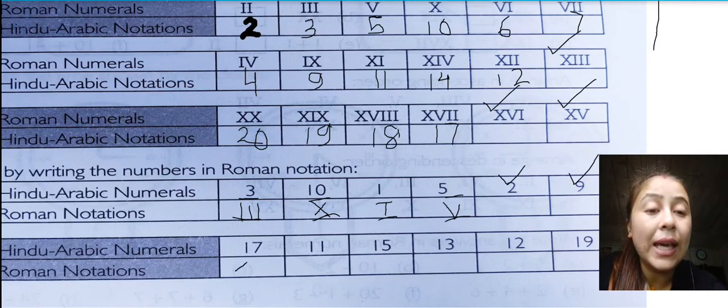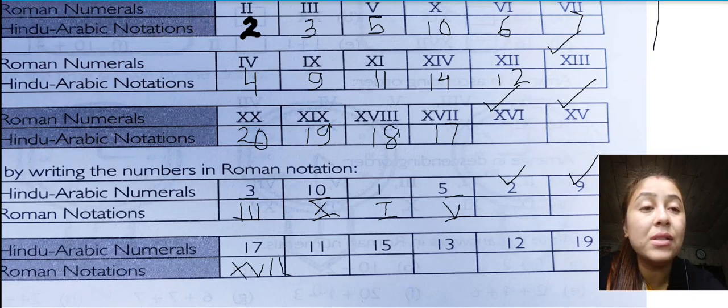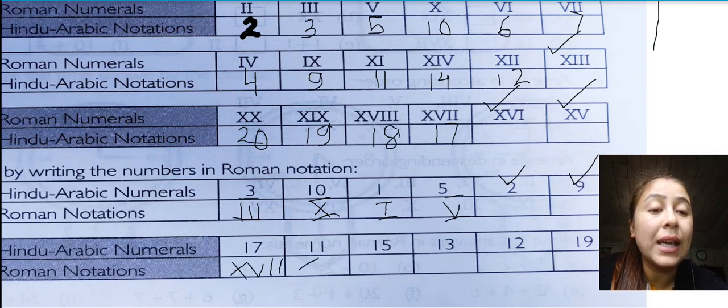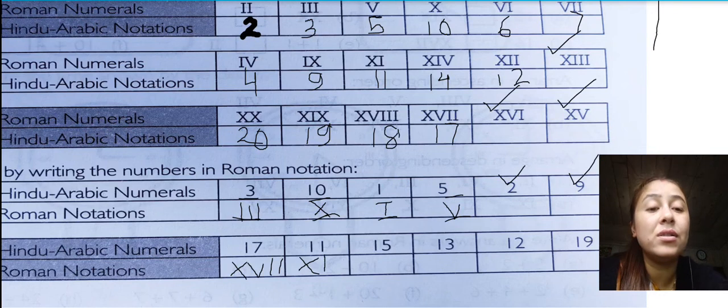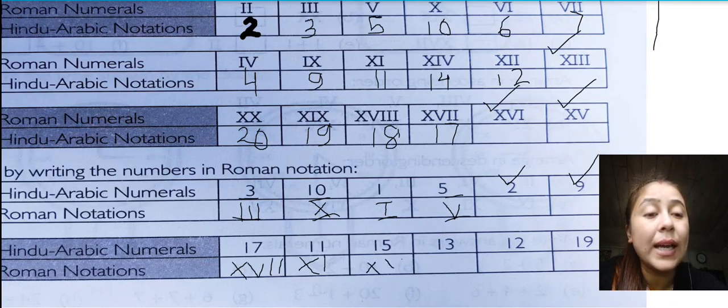17, children. 17 means 10 plus 7, so XVII. 11 means X and I, because X means 10 and I means 1. So 10 plus 1 is 11. 15, it is easy, children. 15 means 10 plus 5. So X and V is 15.